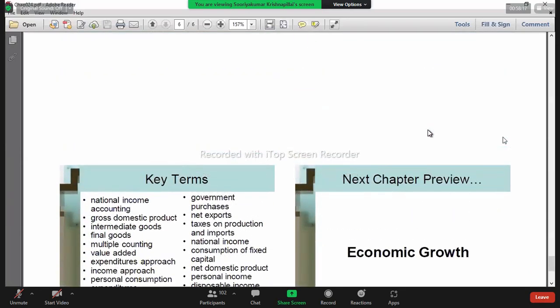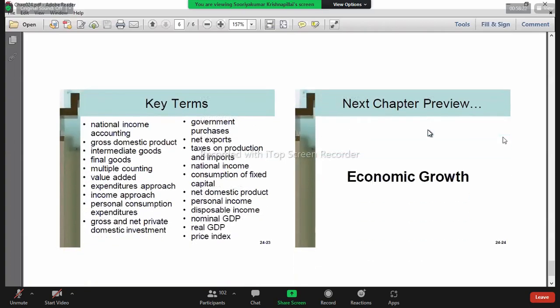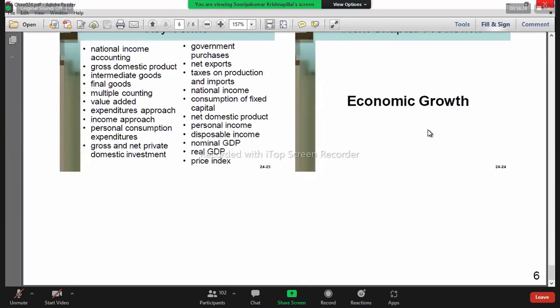Now you have understood something about GDP and the well-being of the people.